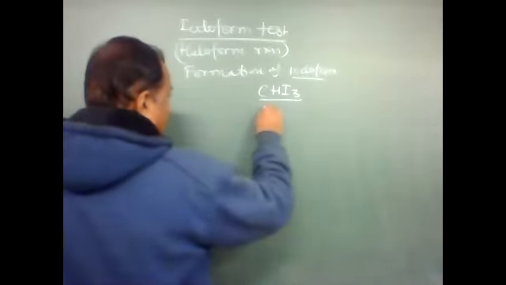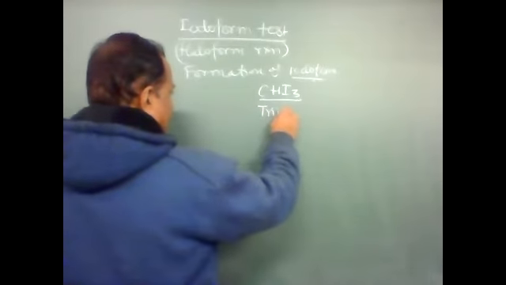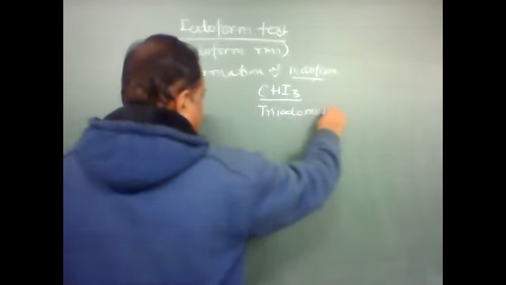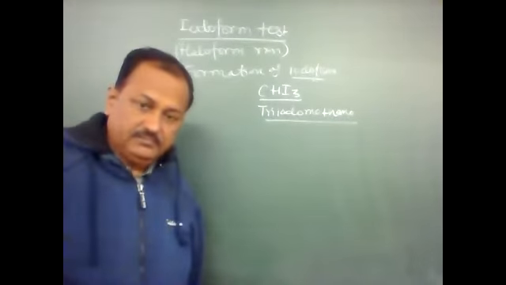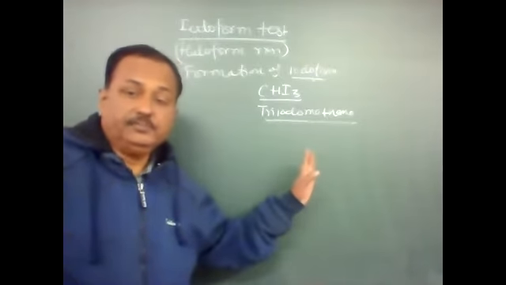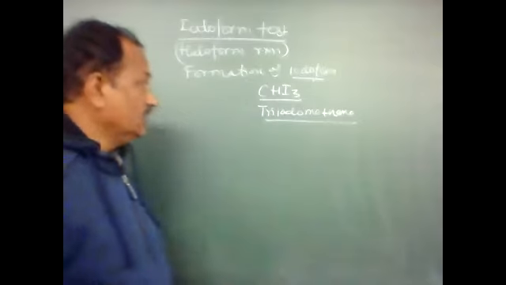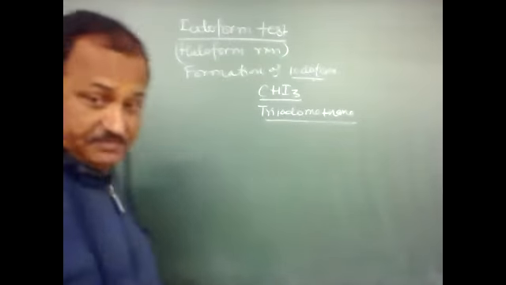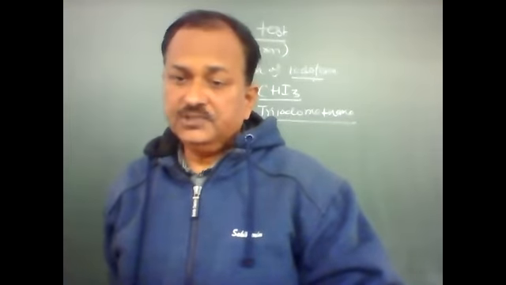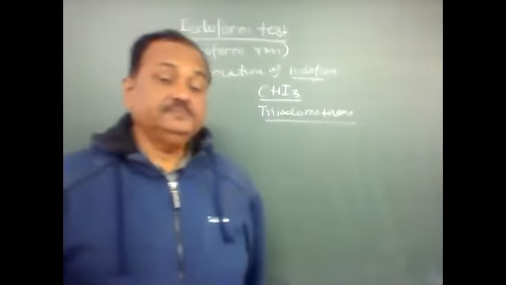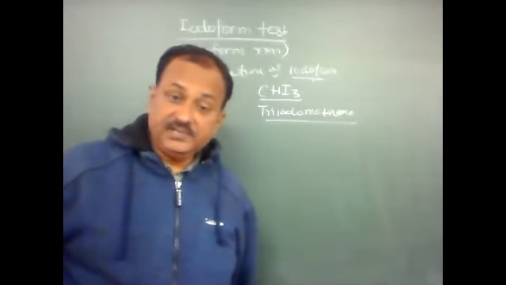Iodoform, CHI3, is the common name, and the IUPAC name is triiodomethane. This is a polyhalogen compound. Now, the iodoform test is a very important test because it is used to distinguish between 1 carbon and 2 carbon atoms present in an alcohol.